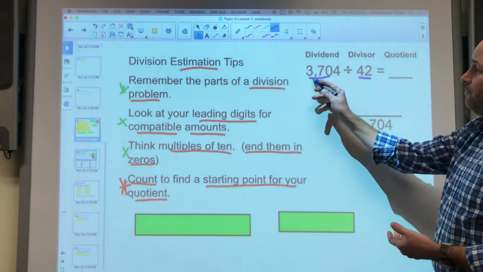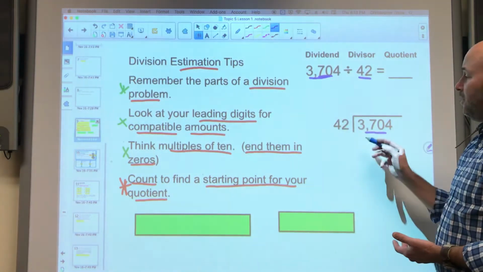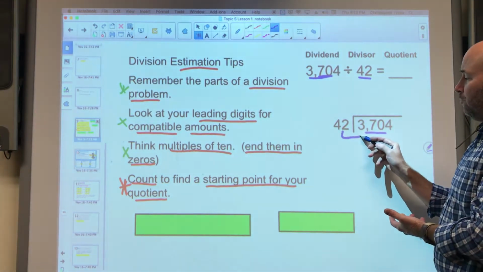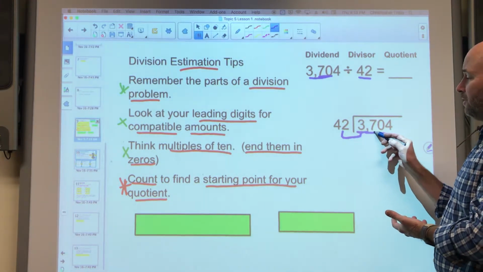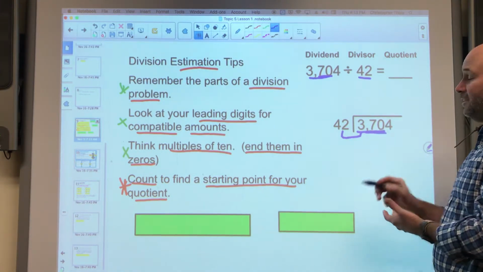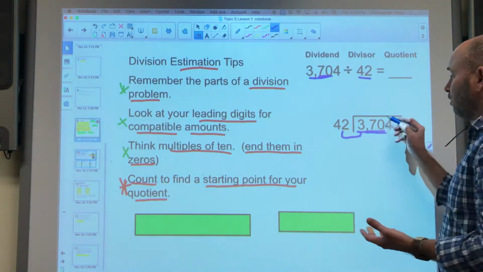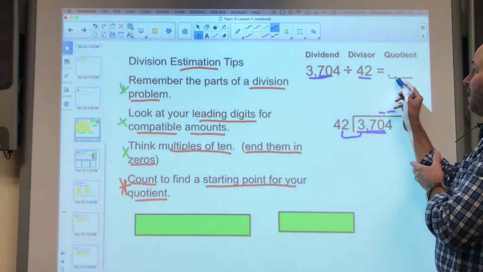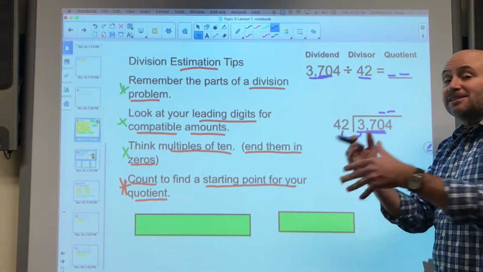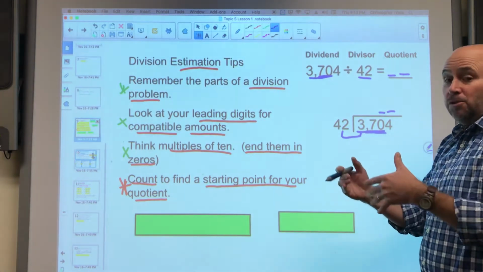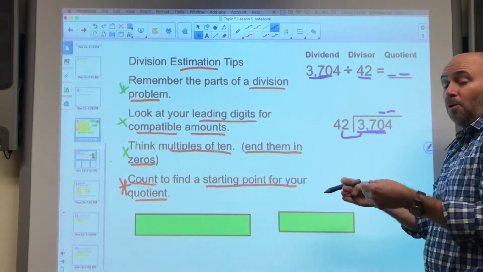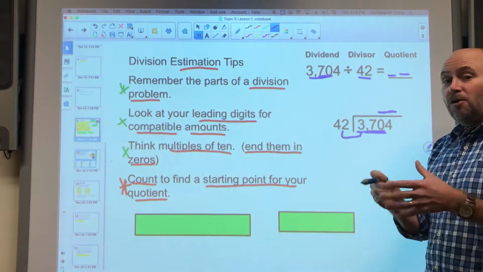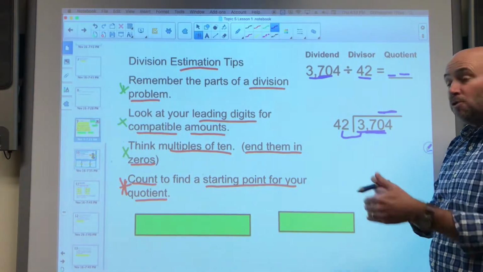If we're going to divide this, we'd think in terms of this algorithm, and we'd say, well, 42, we're not going to divide it into 3. We're not going to divide it into 37. We're going to divide it into 370. So our quotient would be starting above the 0, which means we're going to have a 2-digit quotient, depending on whether or not you have a remainder or terminating or non-terminating. But for estimating purposes, we know that we'll have a 2-digit quotient.